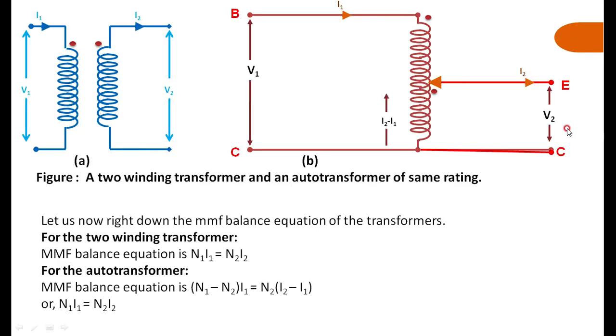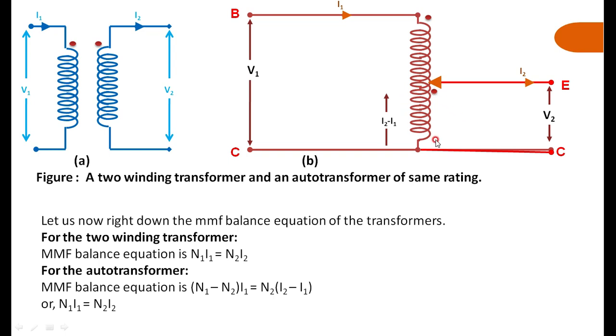The output of the transformer is nothing but V2 into I2. The output of the transformer is V2 and I2. In the case of the auto transformer, V2 I2 is the apparent power we are getting across the secondary. It is not only transferred electromagnetically, but also electrically. Therefore, the transfer of electricity from primary to secondary in the auto transformer is not only electromagnetic, it is electrical also.